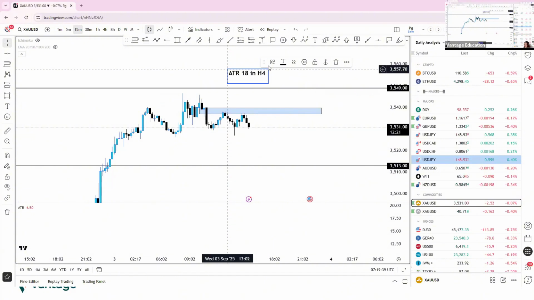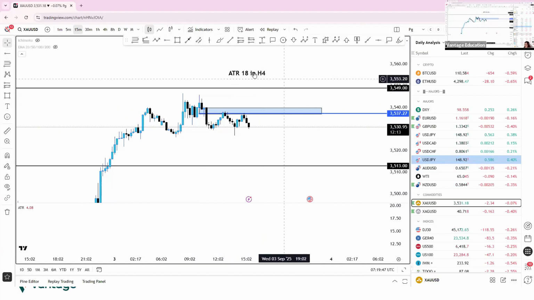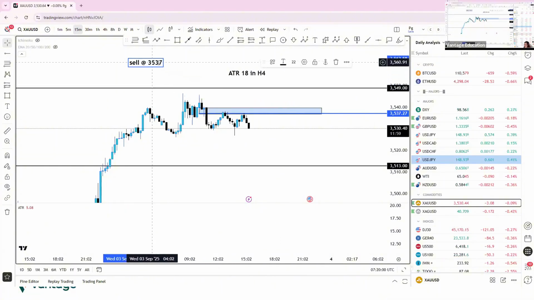Okay, now let's say I'm going to enter my trade right now. Let's say you enter at 3537. Okay, let's just say we sell at 3537. For TP, you take 3537 minus 18. That would be 3519. Okay, SL.